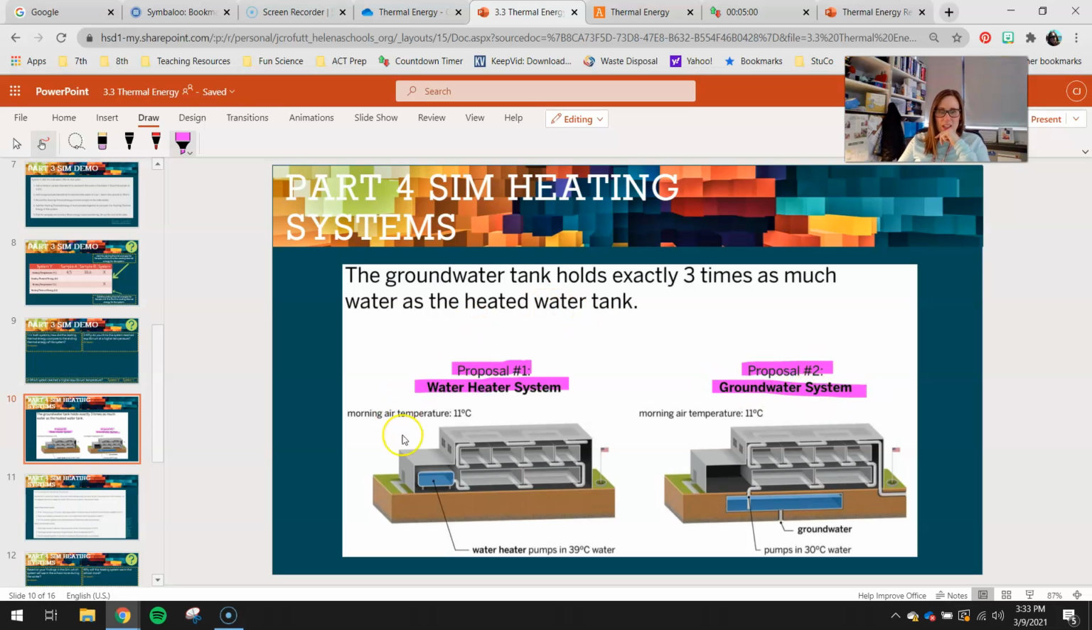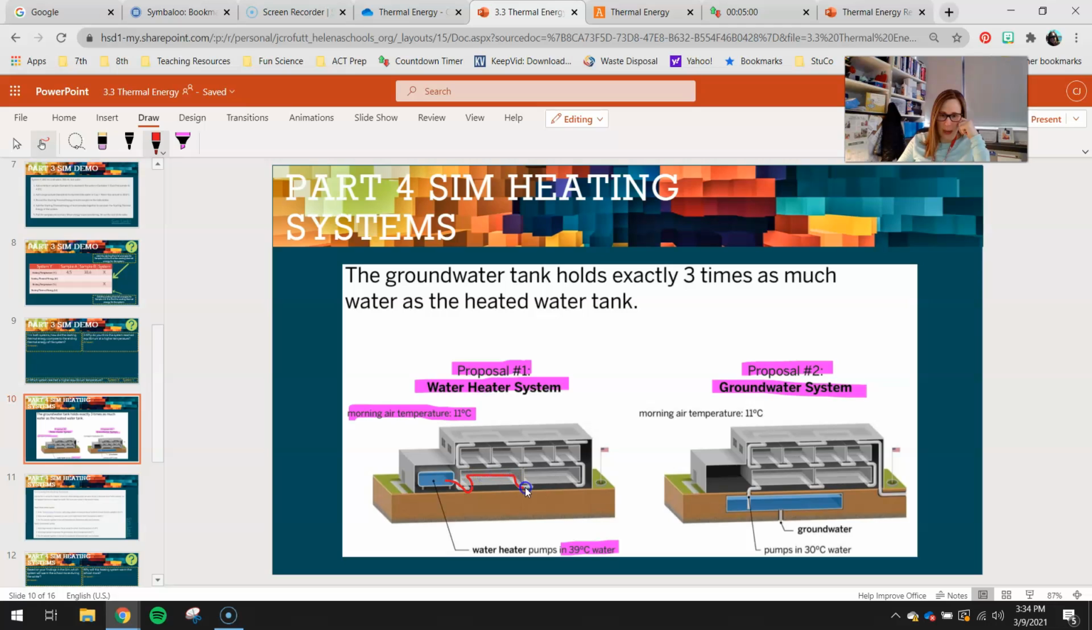So with the water heater system, notice that the morning air outside is 11°C. So assuming we don't have a working heater, we can also assume that the air inside the school got pretty close to 11°C. Then we install this new fancy water heater system where we have this small water tank that's constantly moving 39°C water around these little pipes.